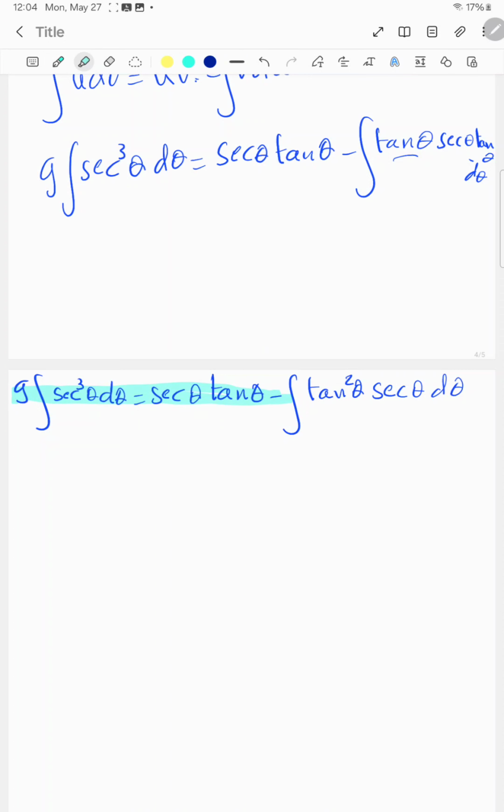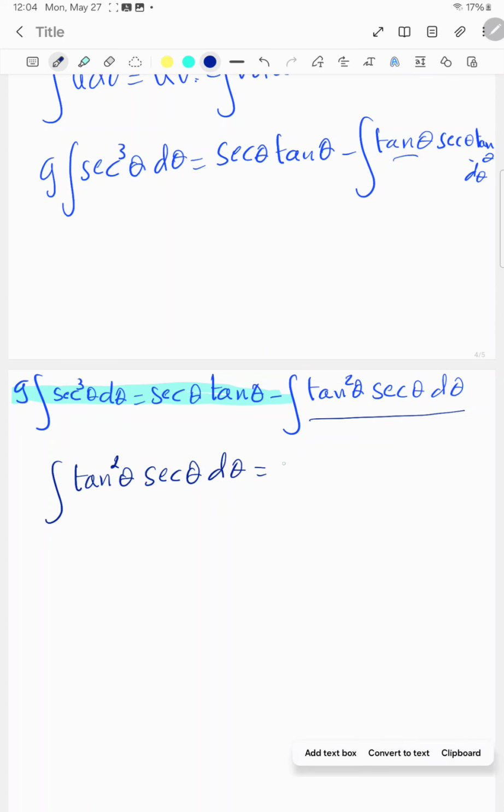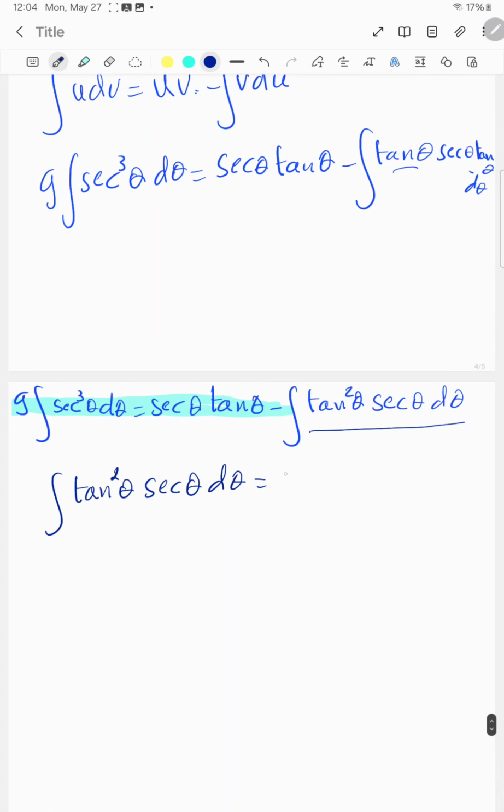I have to add it again, and I will be working on that part. So if I take the integral of tan squared theta sec theta d theta, I know tan squared equals sec squared minus 1. So it's equal to the integral of (sec squared theta minus 1) multiplied by sec theta d theta.